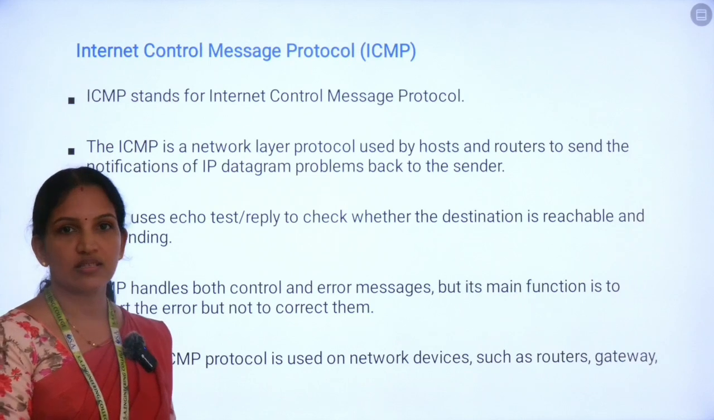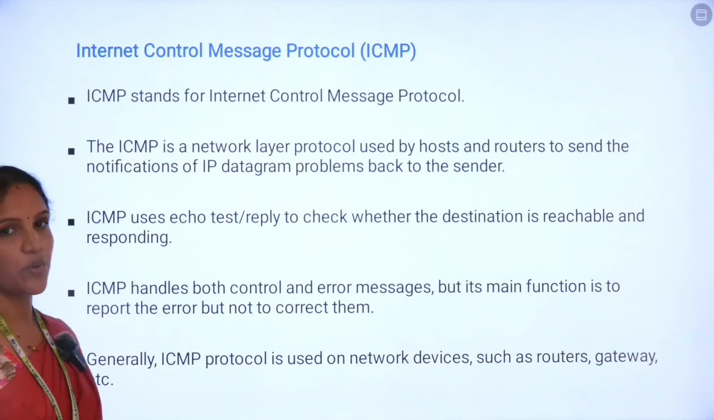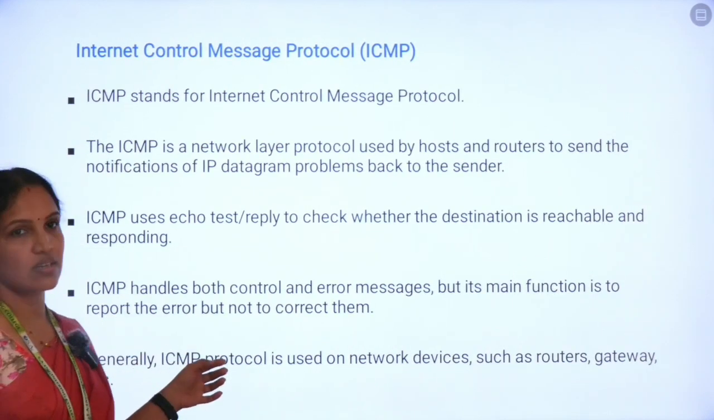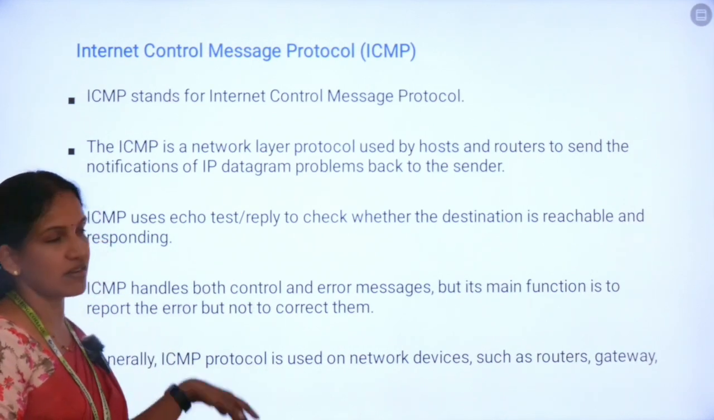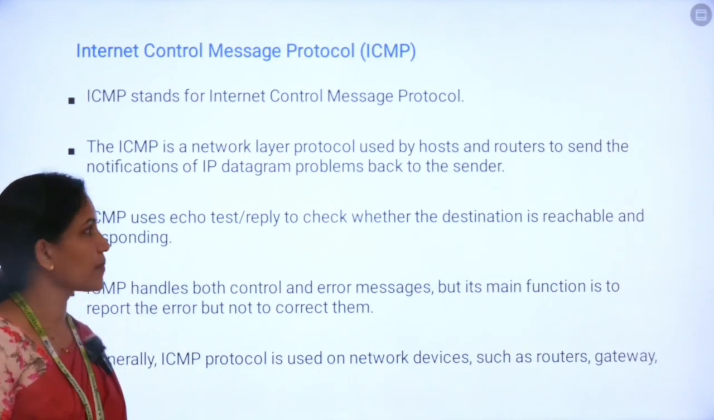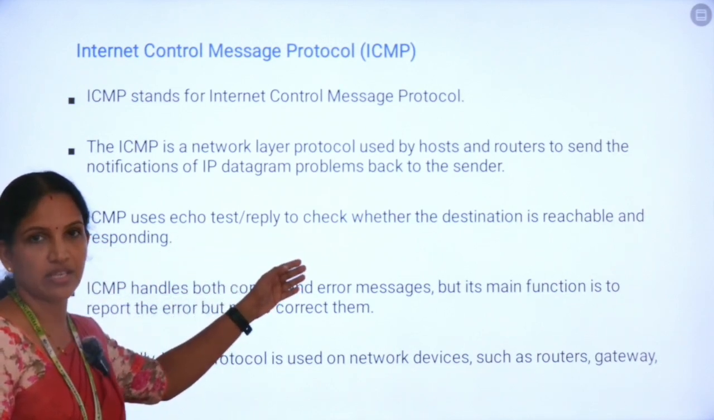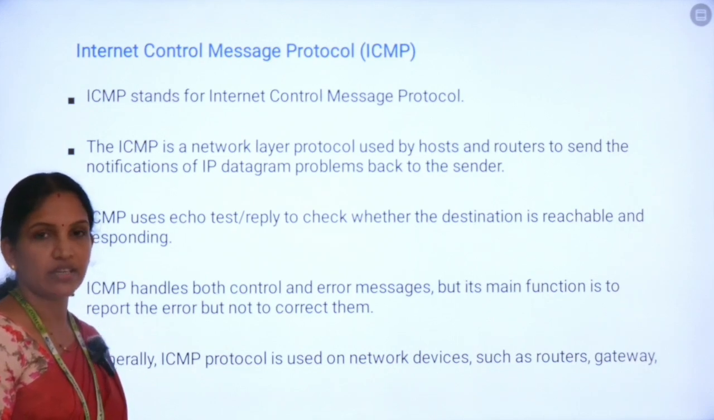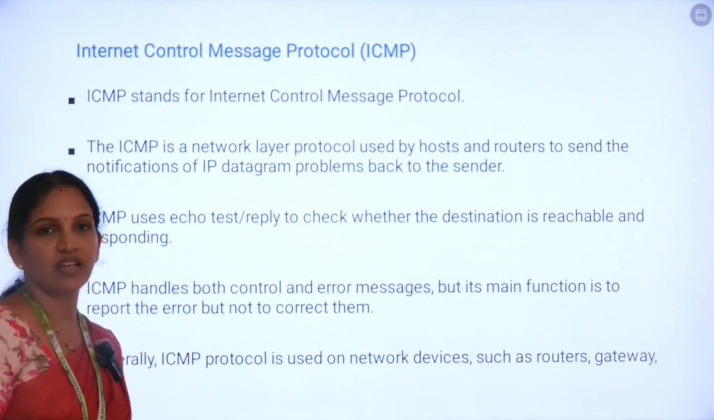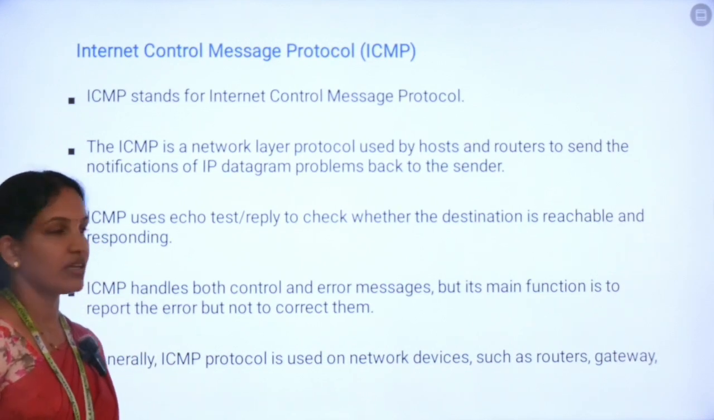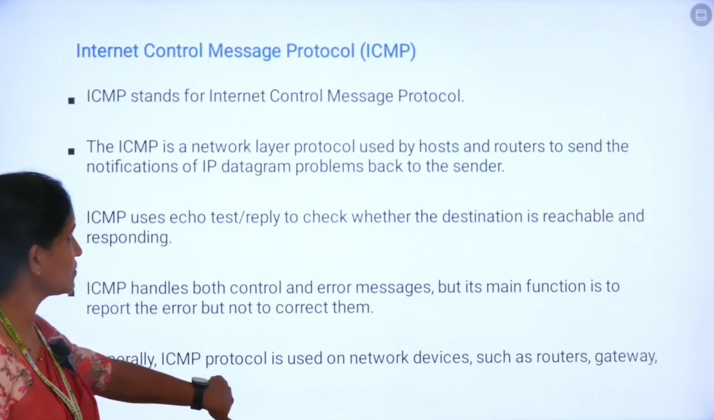The next protocol is called Internet Control Message Protocol. It is a network layer protocol that is used by hosts and routers to send IP datagram related issues back to the sender. So it is mainly concerned with sending and receiving messages. It uses ICMP echo request and reply messages for identifying whether a host is reachable or not. ICMP will handle both control and error messages, but the main function is to report errors. It will not correct any error.